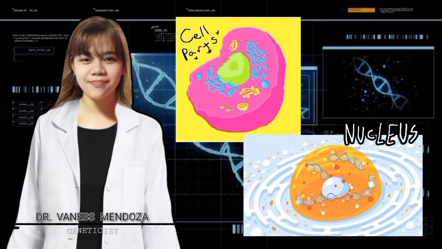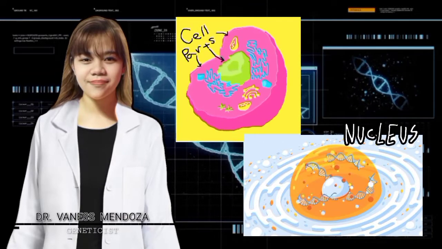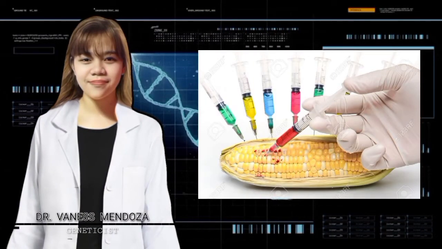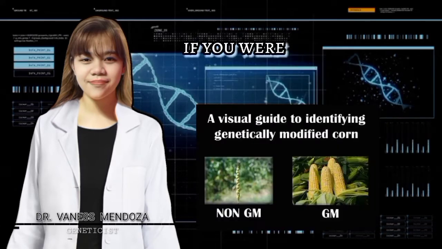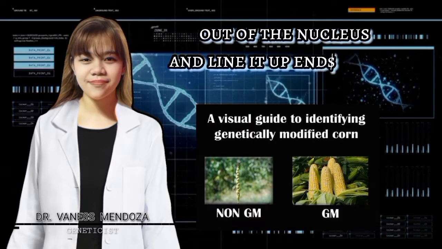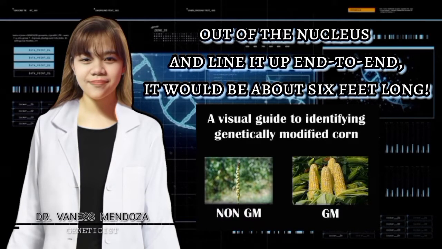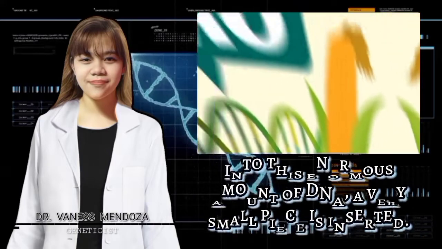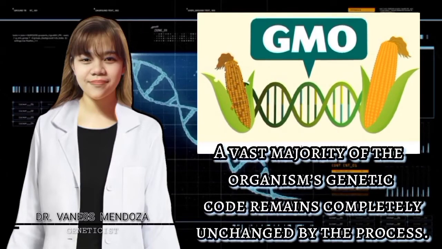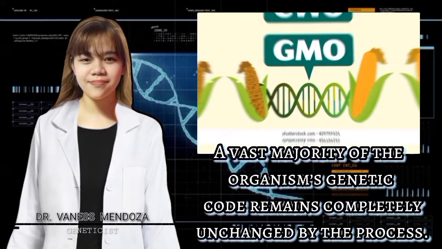Despite how tiny a cell is, there is a massive amount of DNA all packaged into its one little nucleus. To give some idea of just how much DNA is packed into that small space, if you were to take all the DNA of one single corn cell out of the nucleus and line it up end to end, it would be about 6 feet long. Into this enormous amount of DNA, a very small piece is inserted. A vast majority of the organism's genetic code remains completely unchanged by the process.